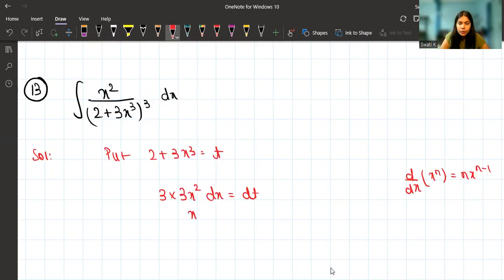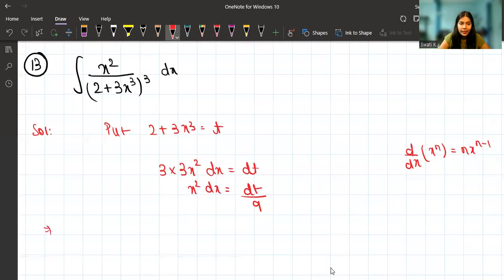Now from here, I'm just going to keep x squared here. I have explained all these things, why am I keeping just x squared dx like this only? Everything I have explained in the first part of the video. So make sure you are watching that video. So x squared dx will simply become dt upon 9, this 9 will come here. Now I'm going to rewrite my integration. For this x squared dx, I can write dt upon 9, right? So this will become 1 upon 9 outside and dt as it is. And then 1 upon 2 plus 3x cube, I can put t because that is what we had taken for t, and then cube.